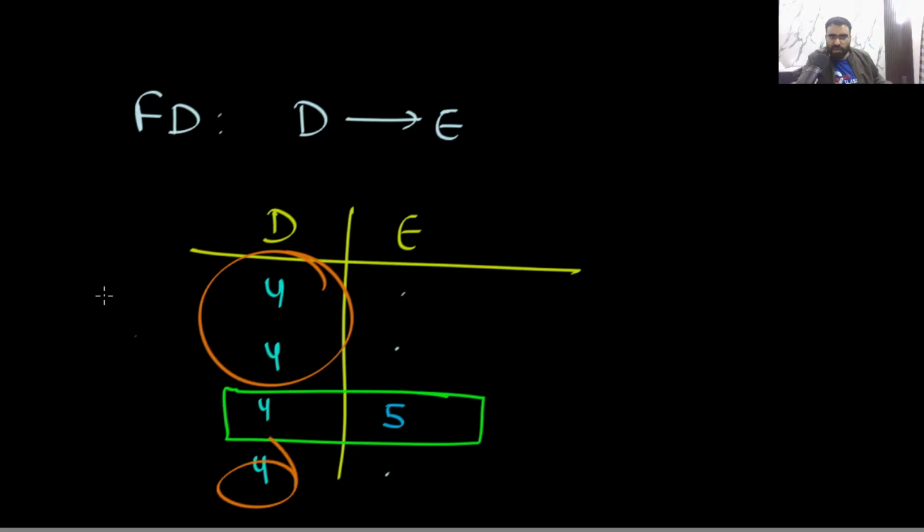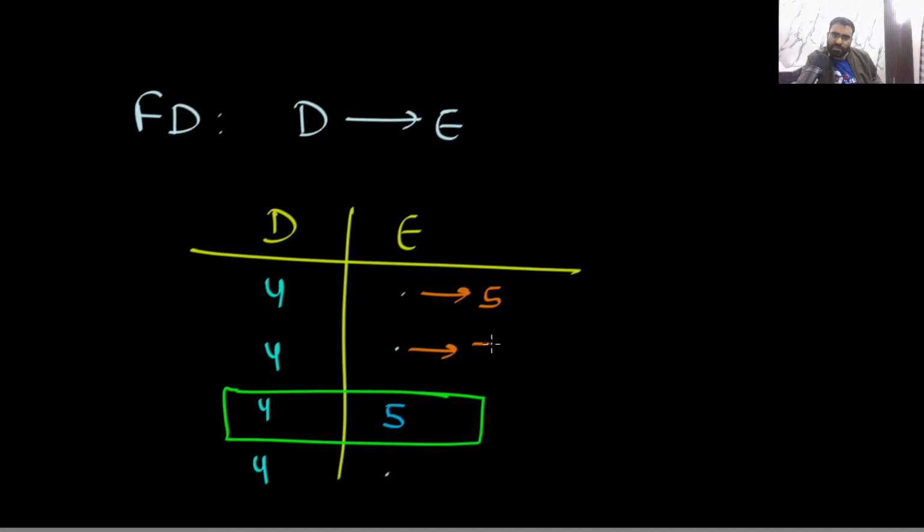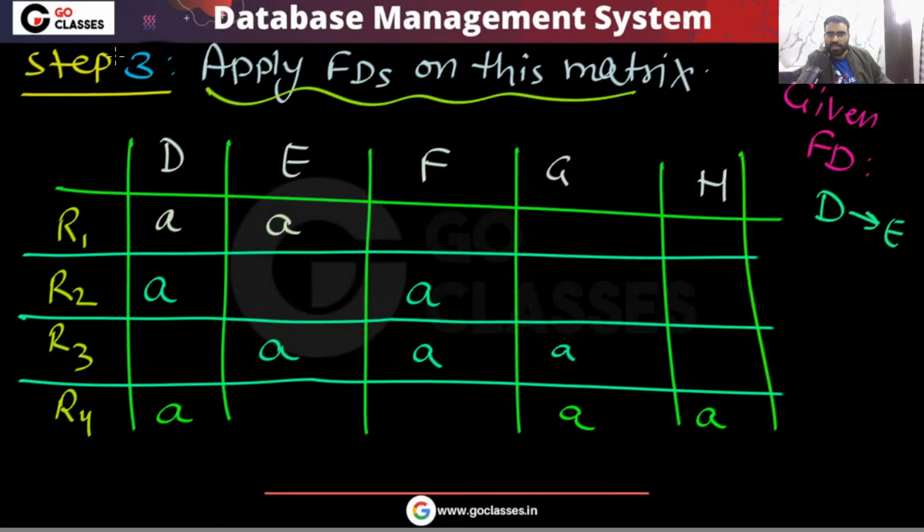Whenever the D value is 4, then the E value must be 5. Yes or no? So automatically this value will be 5, this value will be 5, this value will be 5. This is what I'm saying: you apply the functional dependency. I told you, apply functional dependencies on this matrix. So you can see D determining E.